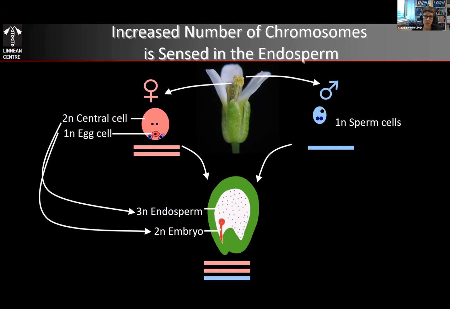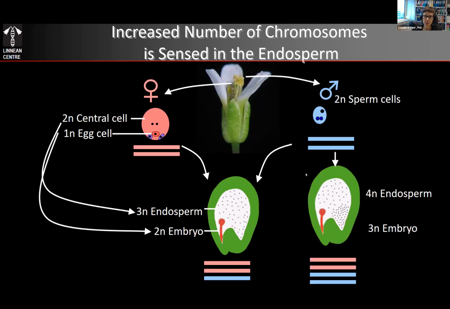What will happen if, instead of a haploid, a diploid sperm cell fertilizes a female gametophyte? Consequently, the endosperm will be tetraploid, the embryo will be triploid. And this tetraploid endosperm will fail to undergo the developmental transition I just mentioned. It will fail to cellularize. As a consequence, this embryo will arrest its development and the seed will be inviable. And this phenomenon we term the triploid block.